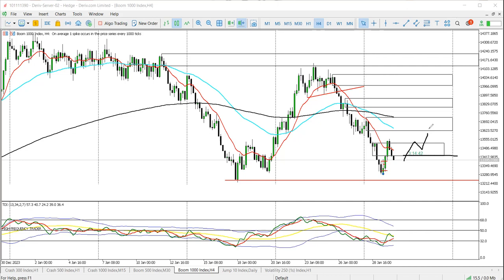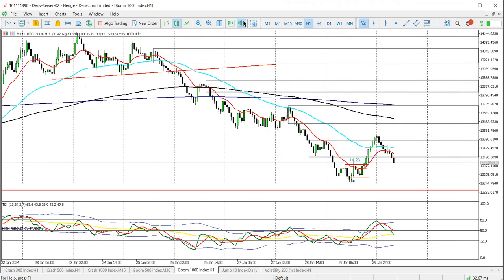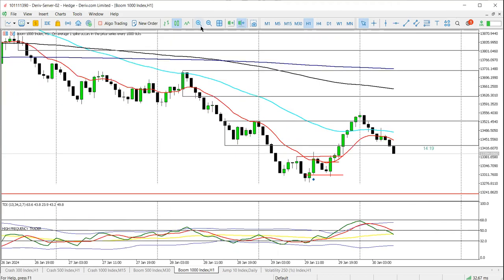If we break here, then we come here. If we break here, then we come here. If we break here, then we come here. Something like that. That's just an overview. So we're saying if this happens, then this happens. That's just it. If price does something else, then we'll definitely be updating our setups since we do daily analysis. So looking at H1 also.